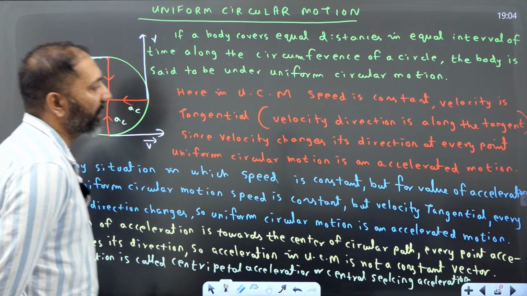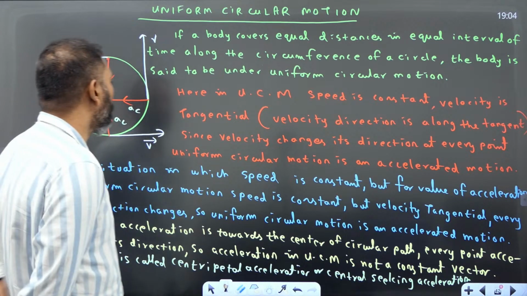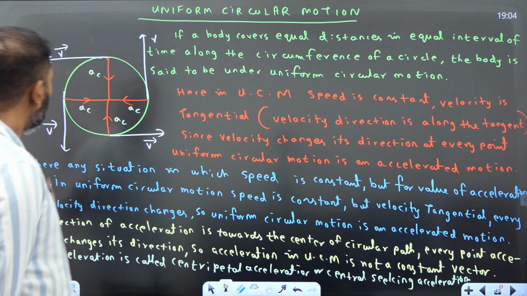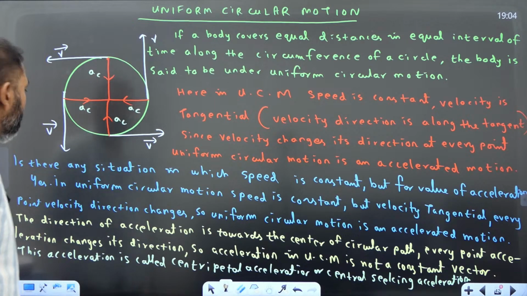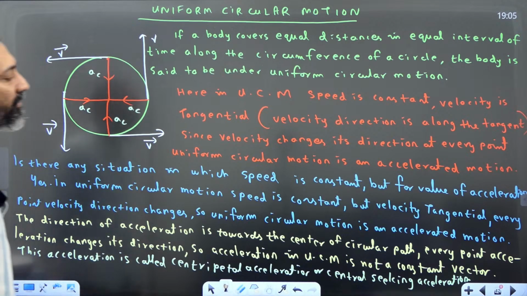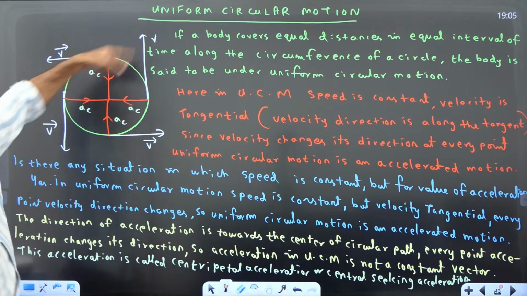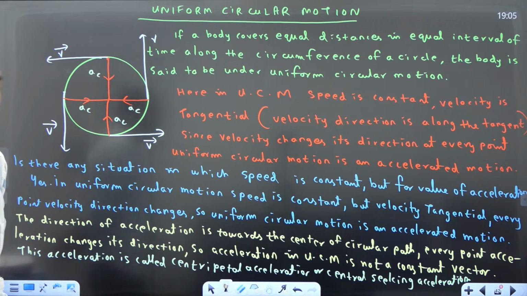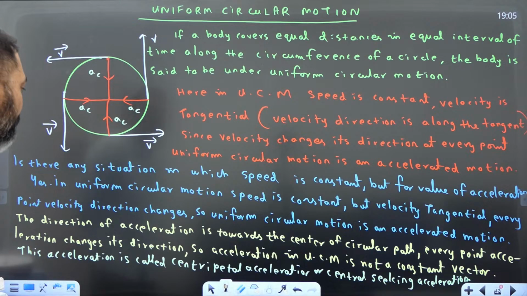Velocity direction is along the tangent. Since velocity changes its direction at every point, uniform circular motion is an accelerated motion. Is there any situation in which speed is constant but acceleration is non-zero? Yes, in uniform circular motion, speed is constant but velocity is tangential, and at every point velocity changes its direction. So, is velocity constant? No, it's a varying velocity. So, uniform circular motion is an accelerated motion.